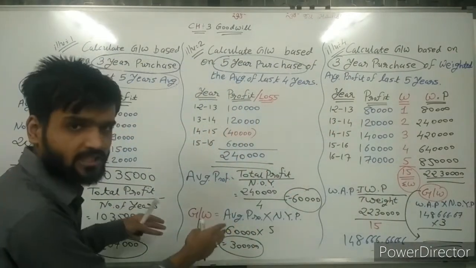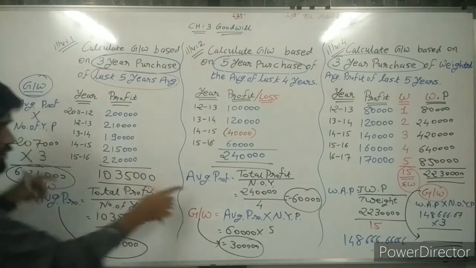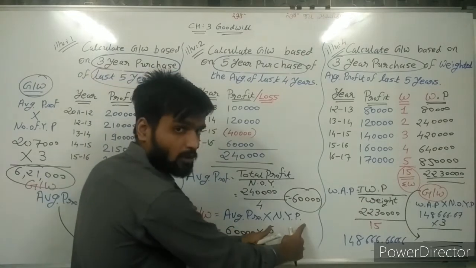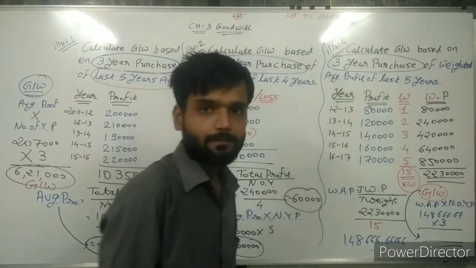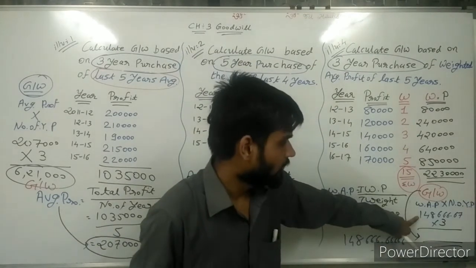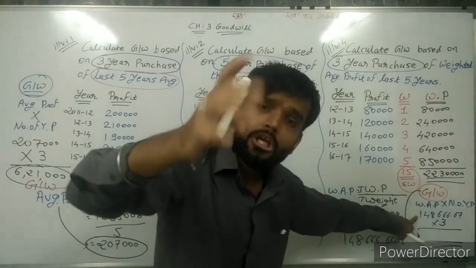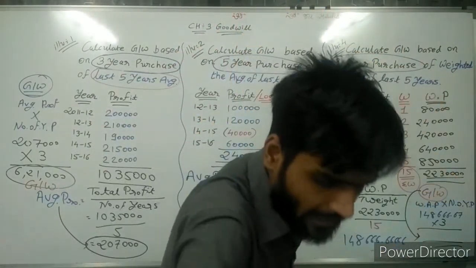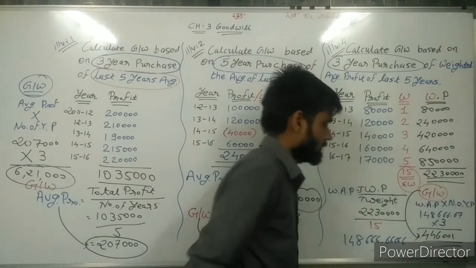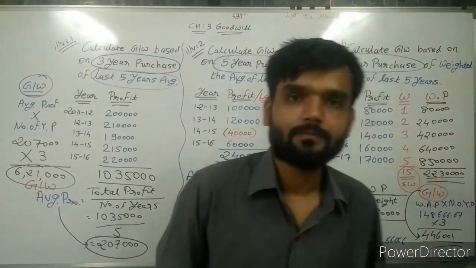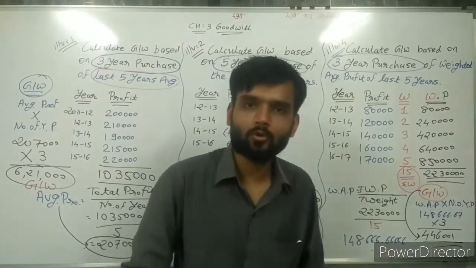Simple. If the simple average method is there, it is simple average profit into number of years' purchase. Here weighted average is there, so weighted average profit into number of years' purchase. And here you need to find 1,48,666.6666 into 3, and you will get the answer 4,46,001 rupees. So in this way, you can calculate goodwill.